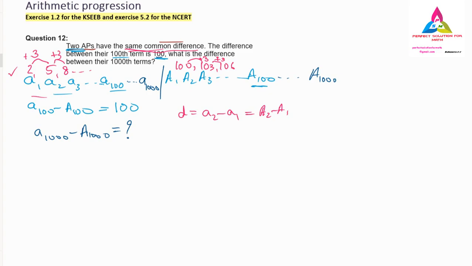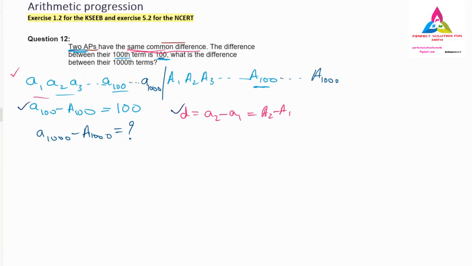I have taken the example to explain it to you. Now we have to solve this. How to solve this? We have to solve it using the given things. So what is given? The common difference is the same, which means the d value is the same. The second thing they have given is a100 minus capital A100 is equal to 100. These are the two things given that we have to take now.